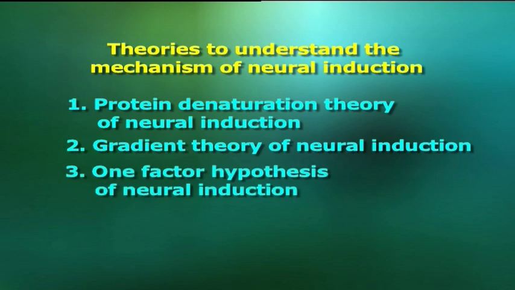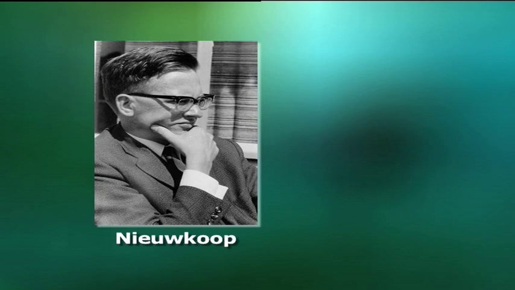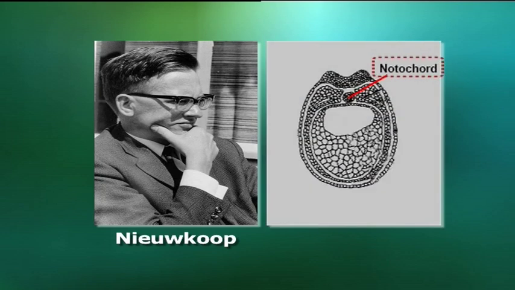One factor hypothesis of neural induction. Nieuwkoop, using living notochord as the inductor, postulated that only one factor which first evokes ectoderm to form neural tissue and later causes ectoderm to transform into more posterior and mesodermal structures is involved.